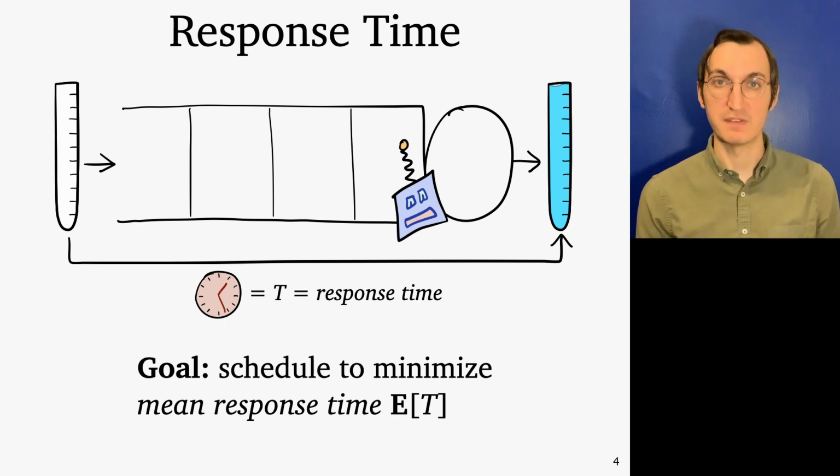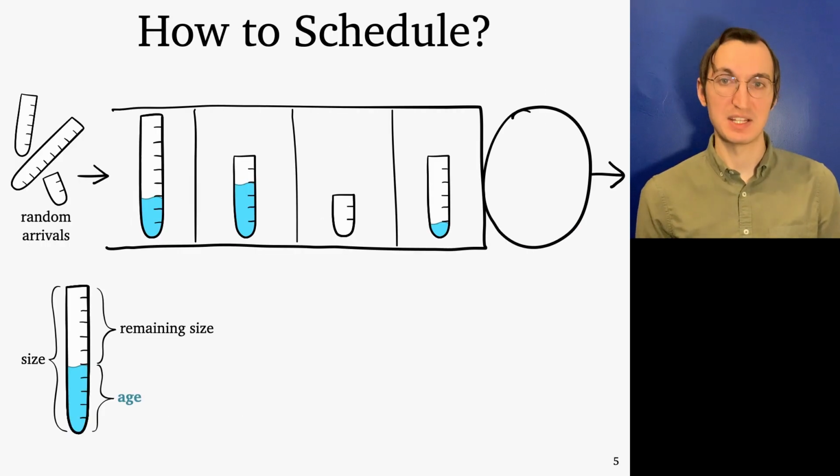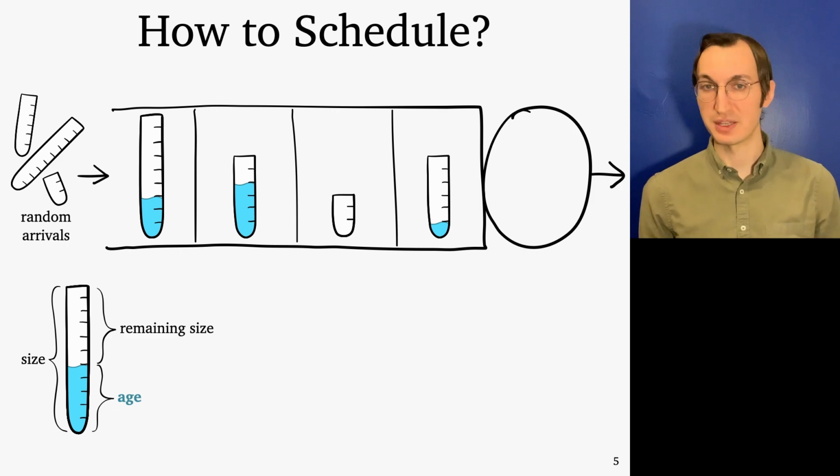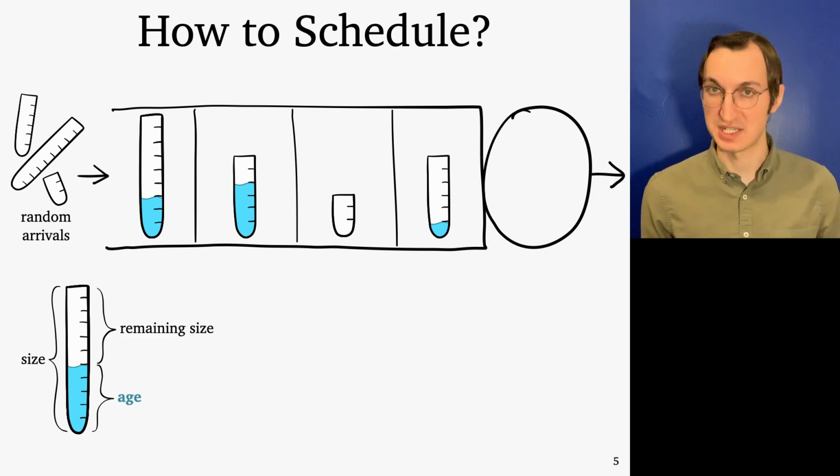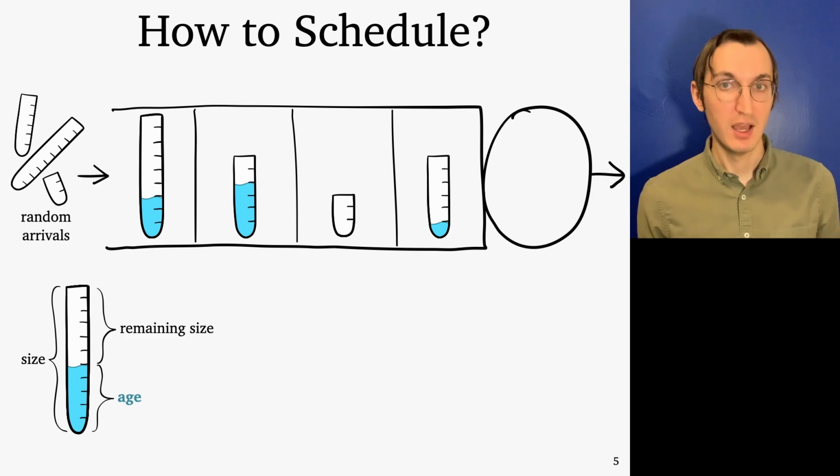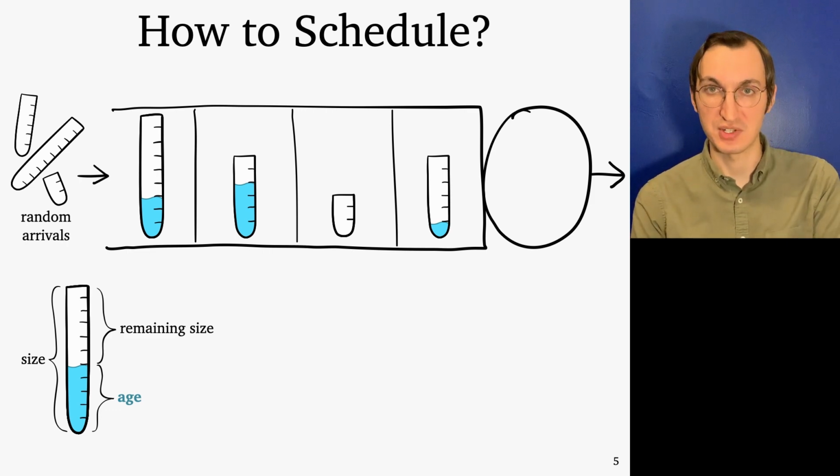So let's start with a very simple version of this problem. Let's say we're in a single server queue, we've got these jobs in the system, and we know each job's size, age, and remaining size. How should we schedule to minimize mean response time?